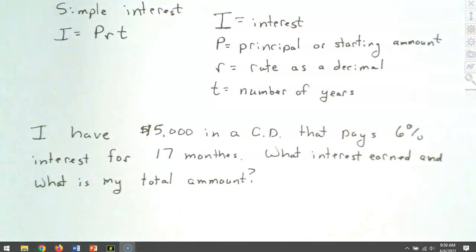So I have a CD. It's worth $15,000. So I go to the bank. I put $15,000 in a CD, and that CD is going to pay 6%. And I'm going to keep that in that CD for 17 months. And I want to know, how much money did I earn in interest, and what's my total amount?